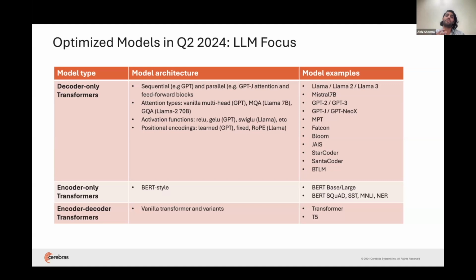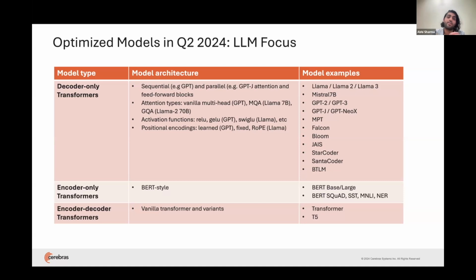On top of that, there are other building blocks that are available in Model Zoo as well, right? Today we have things like ReLU, GELU activation functions, SwiGLU from Llama, as well as a variety of different positional encodings: fixed, RoPE, as well as learned from GPT.